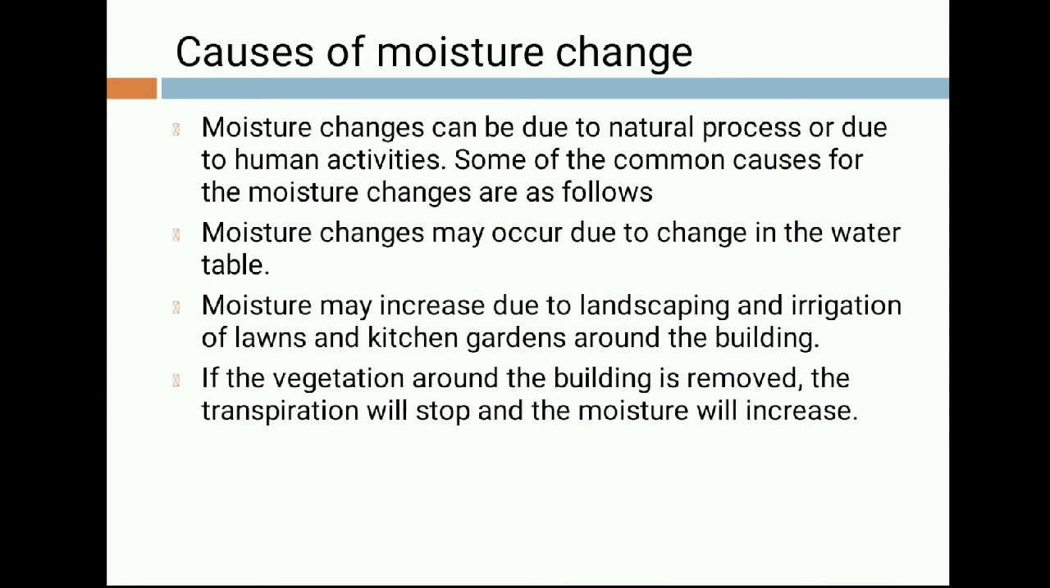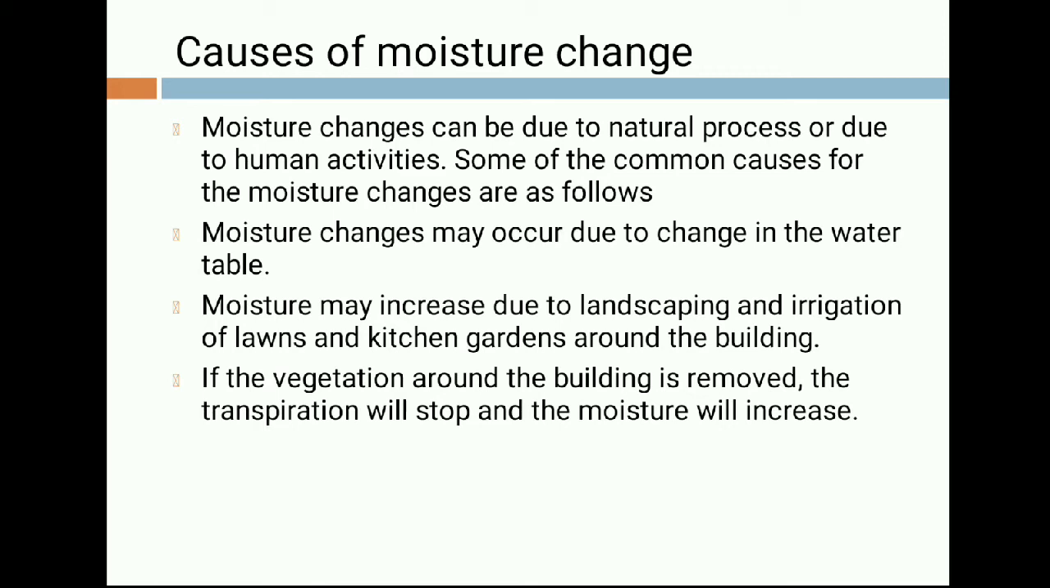Now, what are the different causes of moisture change? Moisture change can be due to natural process or due to human activities. Some of the common causes for the moisture changes are as follows. Moisture changes may occur due to change in the water table. The water table in the surrounding can be changed because of climatic condition or temperature condition, anything.